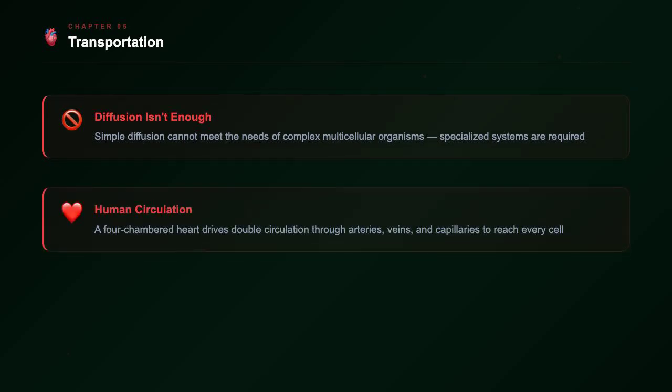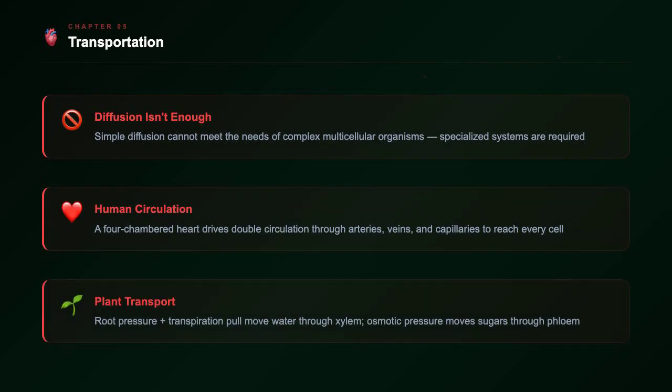Because simple diffusion is inadequate for complex organisms, multicellular bodies rely on specialized internal transport systems to move nutrients and waste. Humans utilize a circulatory system powered by a four-chambered heart that enforces efficient double circulation through a complex network of blood vessels. Conversely, plants lack a muscular pump, relying instead on root pressure and transpiration pull to move water through the xylem, alongside active osmotic pressure to move sugars through the phloem.